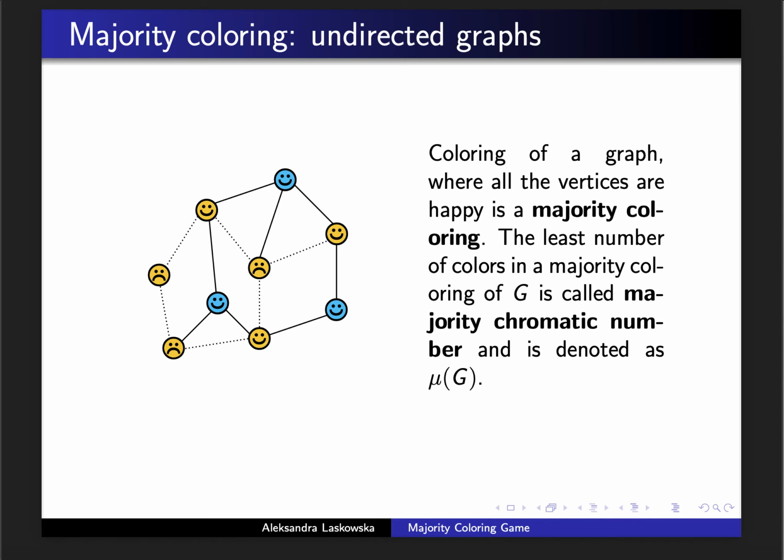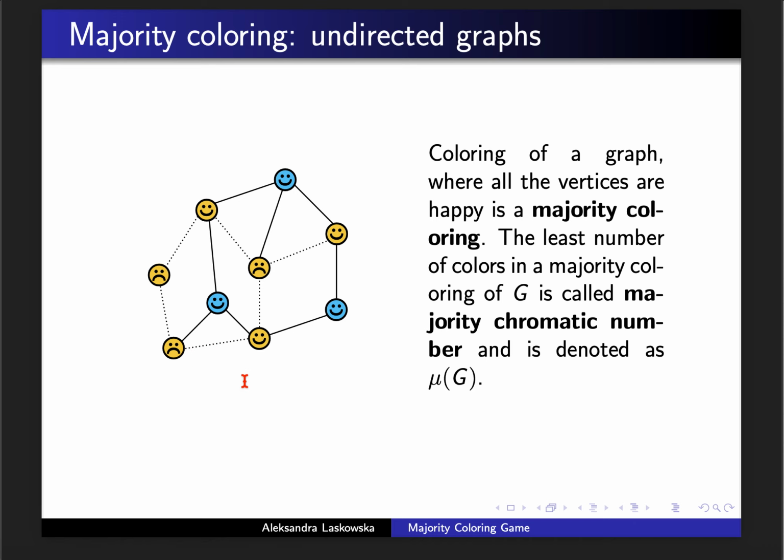Okay, so we can see that there is a sad vertex over here and a sad vertex over here, and this is because all of its incident edges are bad ones, and here 2 out of 3 incident edges are bad ones. So this is more than a half.